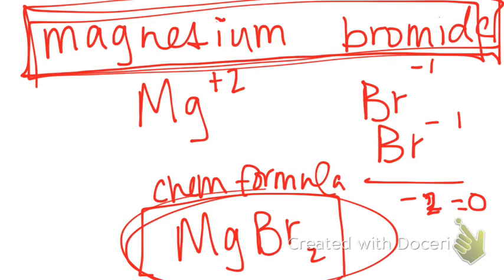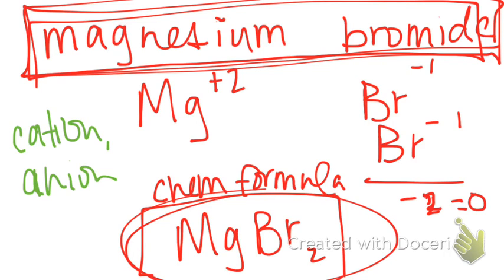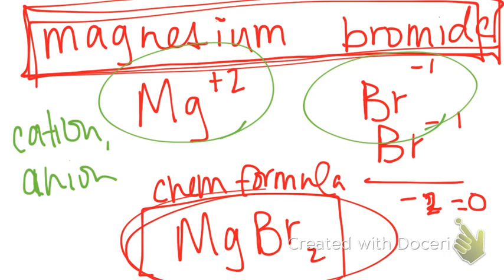Whenever we put formulas together, we always list the elements from left to right on the periodic table. So the cation always comes first, the anion always goes second. Maybe write that down up at the beginning here. Cation goes first, then the anion. Whenever we write our formulas, magnesium was the cation, bromide was the anion, so magnesium goes first, then bromide. Okay, are we feeling good?